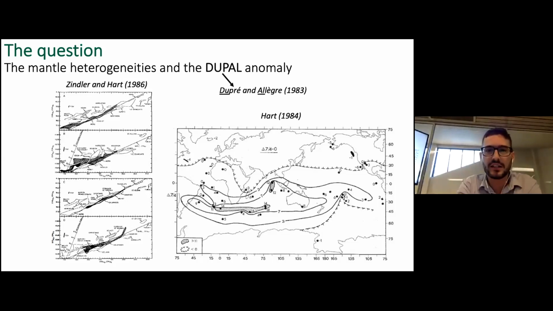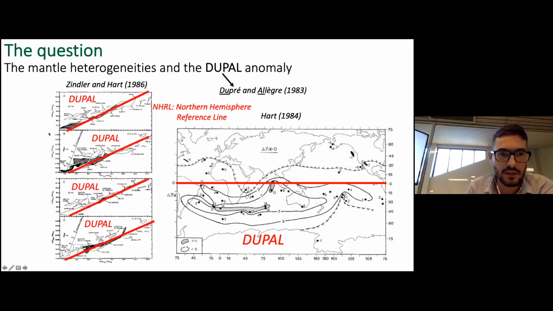Just after that, in 1984, Art produced this map here, when he analyzed the statistical distribution of these anomalies, using different types of isotope ratios, like for 207 lead, 204 lead, or 208 lead, etc. They demonstrated that the Earth has a big anomaly, what you call the Dupas anomaly. The Dupas anomaly stands for Dupré and Allègre.